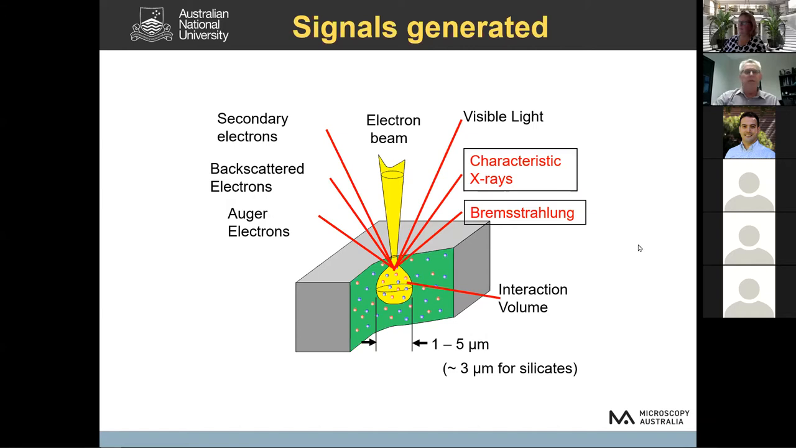We have our electron beam hitting the sample. We generate a number of signals, which you'll probably be familiar with. Some of those are secondary electrons, backscatter electrons, visible light, Auger electrons, and on top of that, we also get X-rays, and that's what I would like to talk about in this presentation: characteristic X-rays and background radiation, or bremsstrahlung.